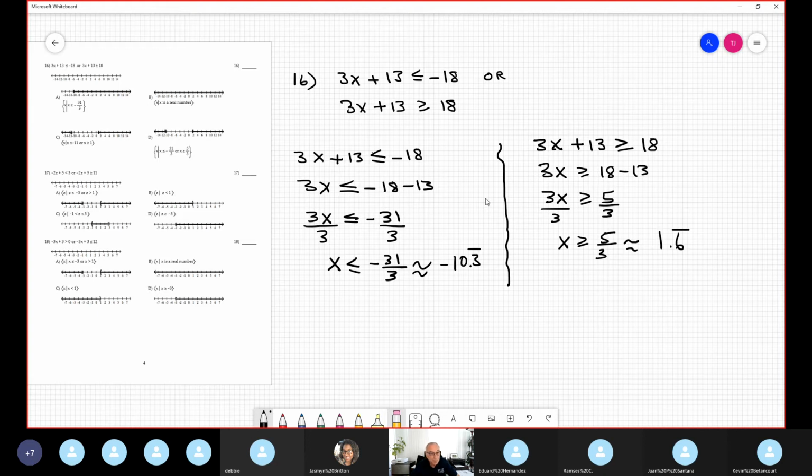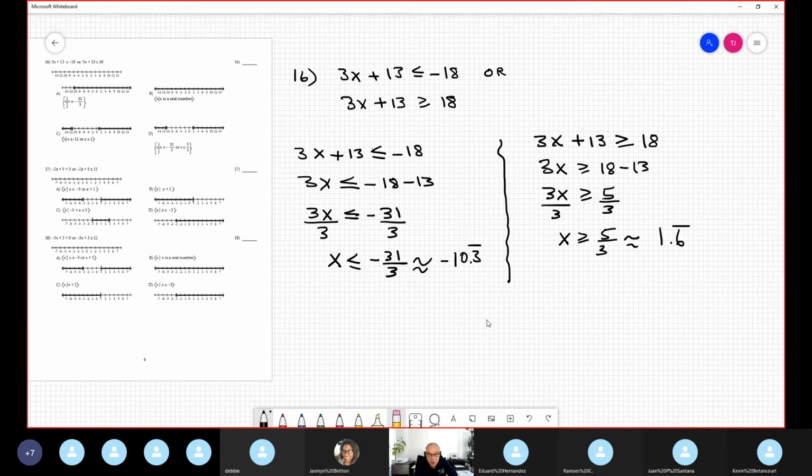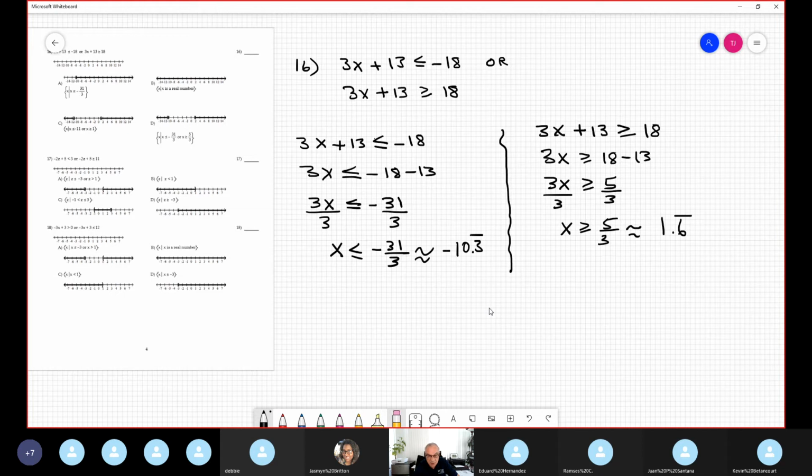So now I'm going to express the, well, no, let's do the graphic part. The graphic part is super important. The graphic part is, this is my whole real number line.